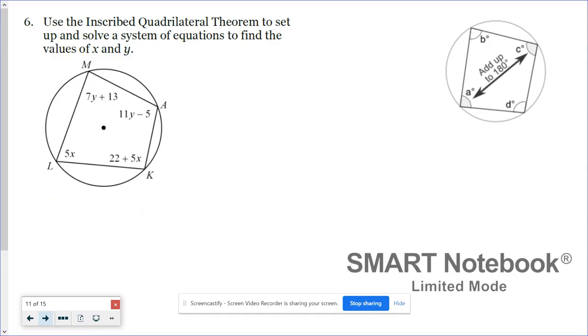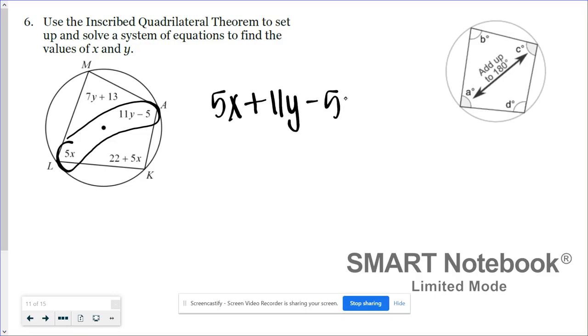Number 6, use the inscribed quadrilateral theorem to set up and solve a system of equations to find the values of x and y. So using the inscribed quad theorem, opposite angles are supplementary. That means angle L and angle A are going to be supplementary. So I would just write down 5x plus 11y minus 5 equals 180. And since you're going to be solving a system of equations, I would write both of these in standard form. By standard form, look at the very bottom, I mean ax plus by equals c.